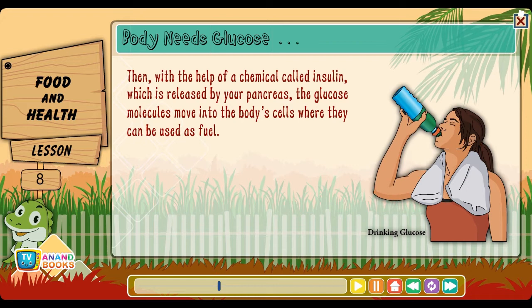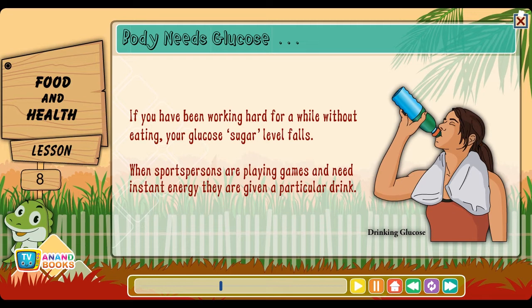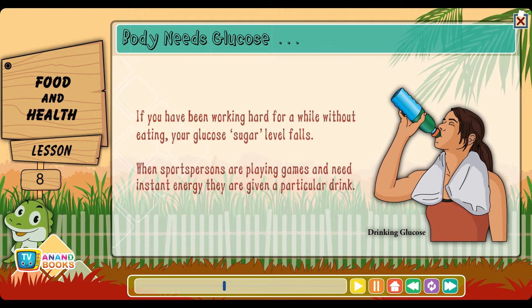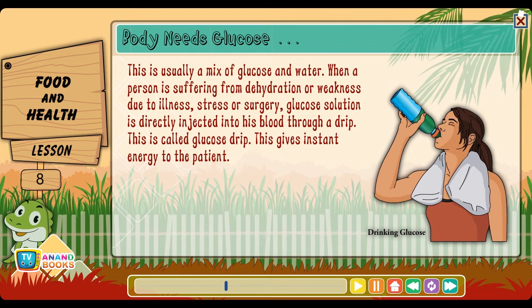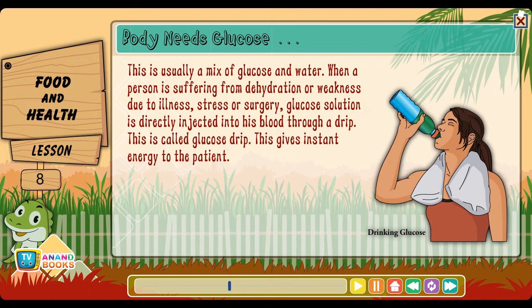If you have been working hard for a while without eating, your glucose sugar level falls. When sportspersons are playing games and need instant energy, they are given a particular drink. This is usually a mix of glucose and water. When a person is suffering from dehydration or weakness due to illness, stress, or surgery, glucose solution is directly injected into his blood through a drip. This is called glucose drip. This gives instant energy to the patient.